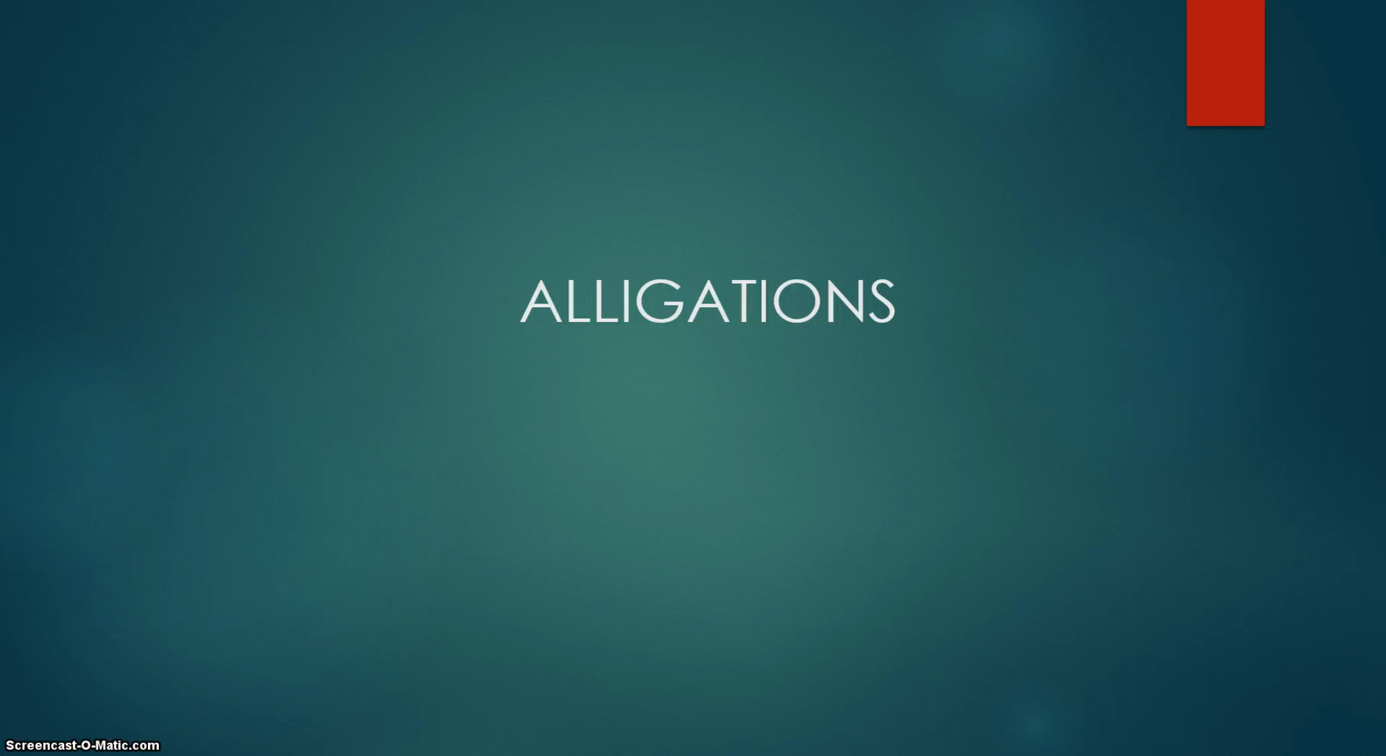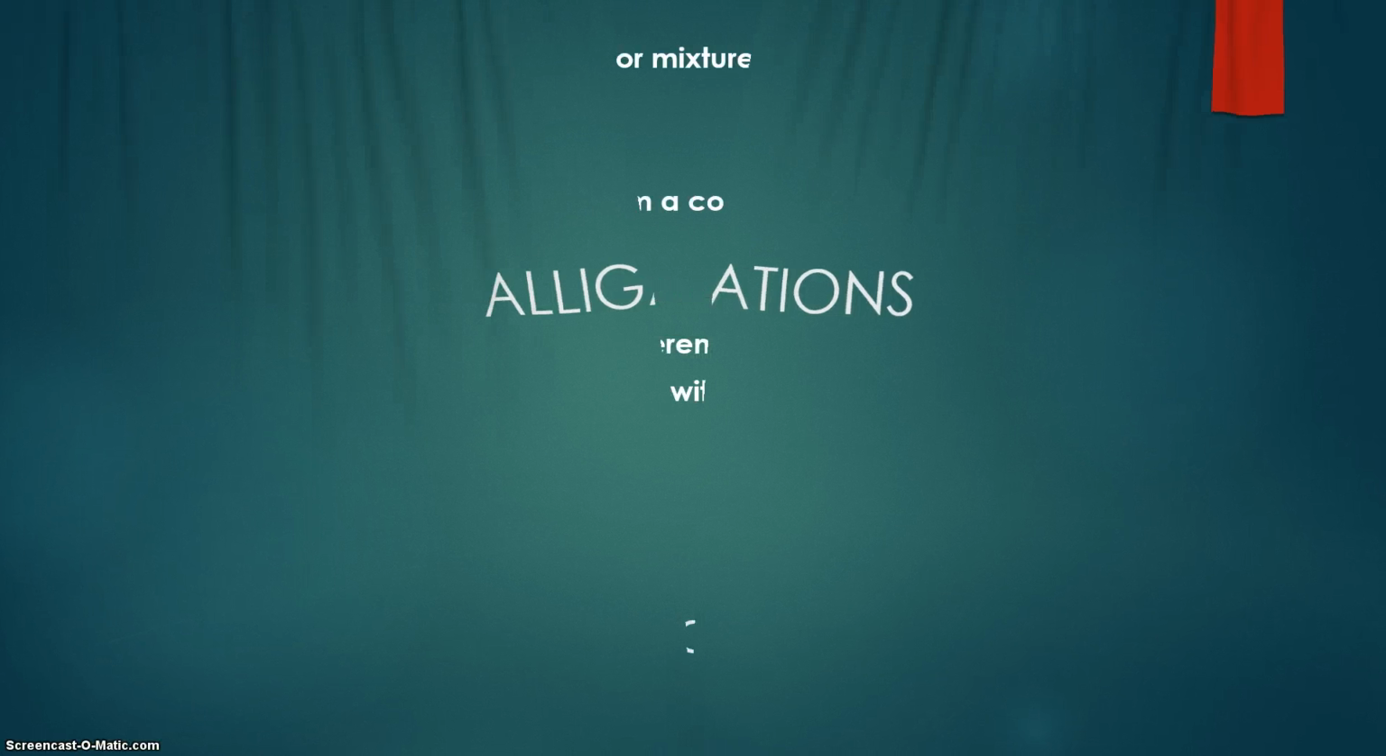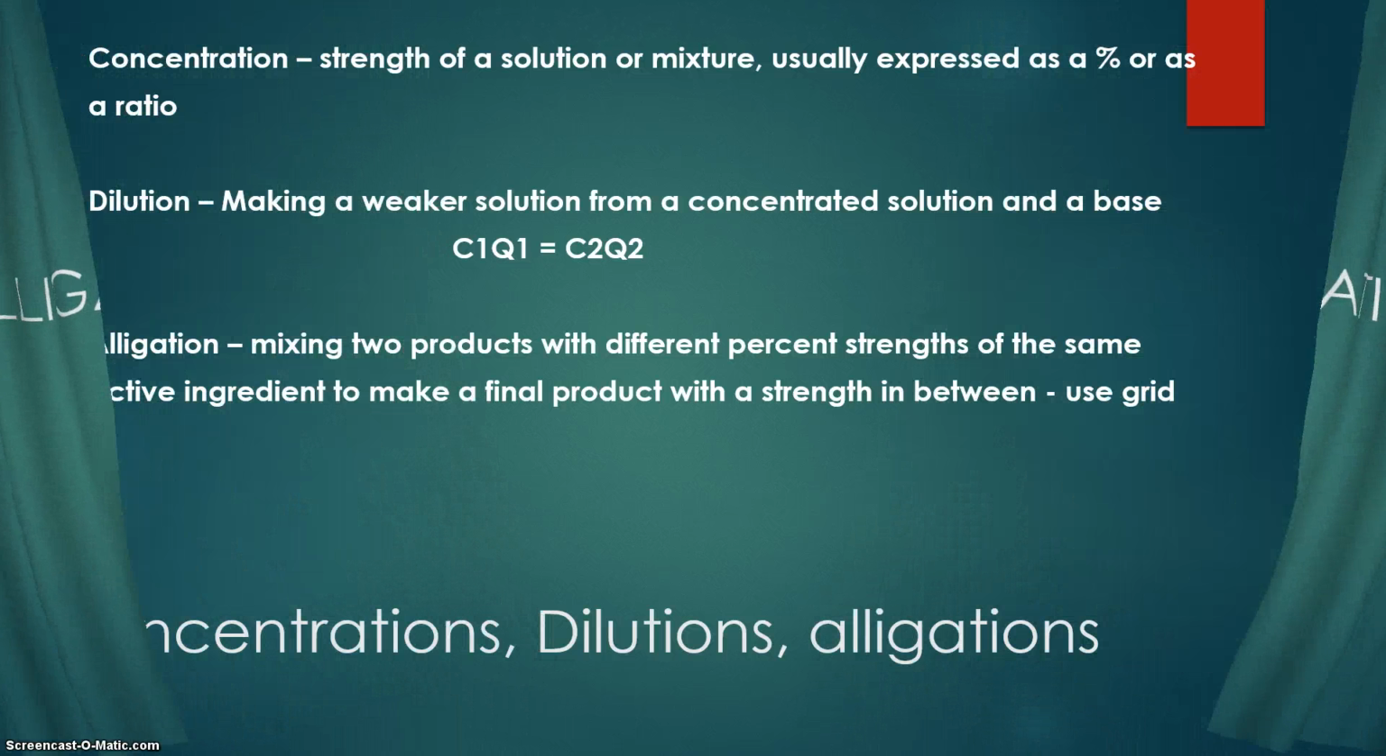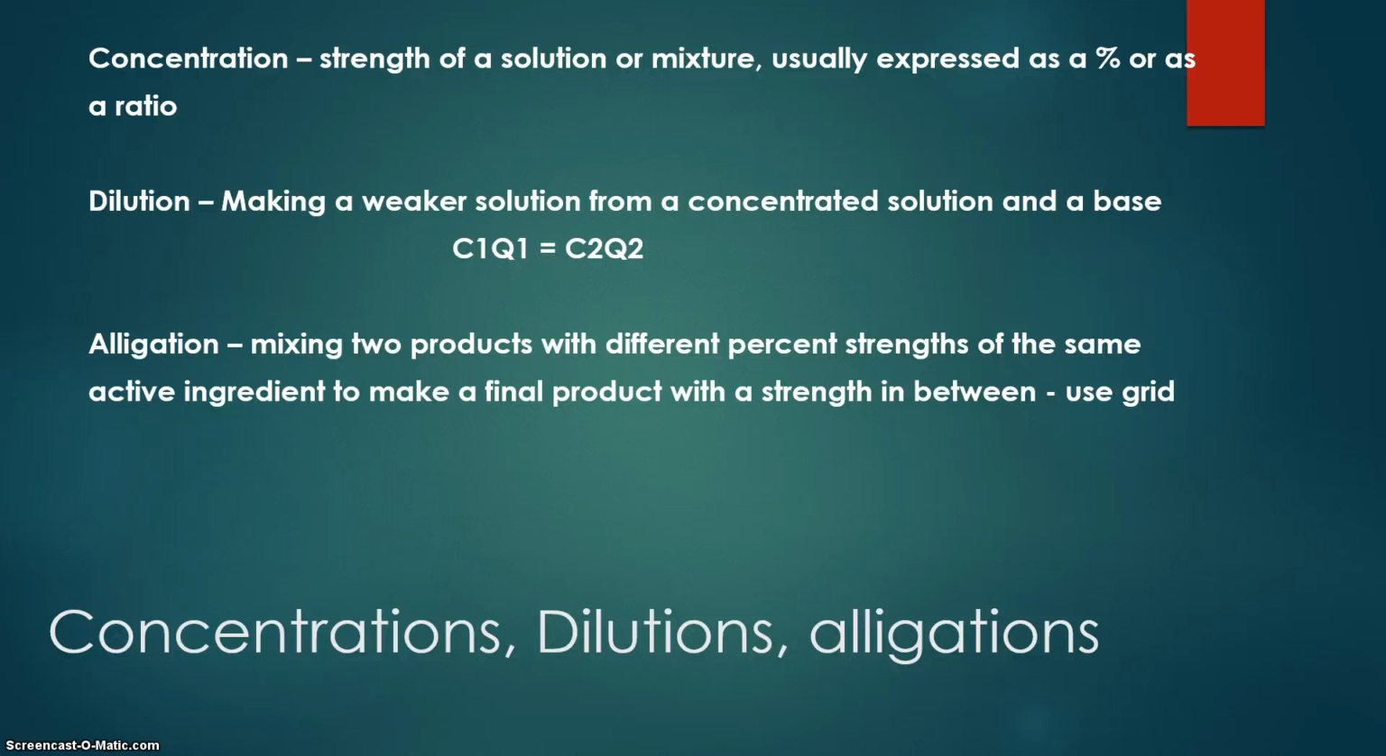Okay, this lesson is on alligations. A concentration is the strength of a solution or mixture, usually expressed as a percent or as a ratio. A dilution is making a weaker solution from a concentrated solution in a base. And to do that, we use our formula C1Q1 equals C2Q2.